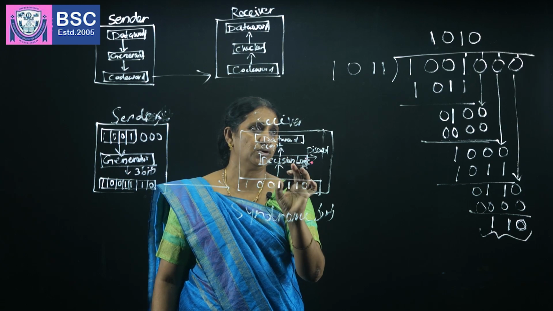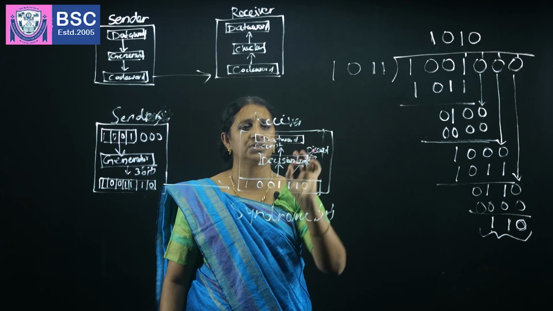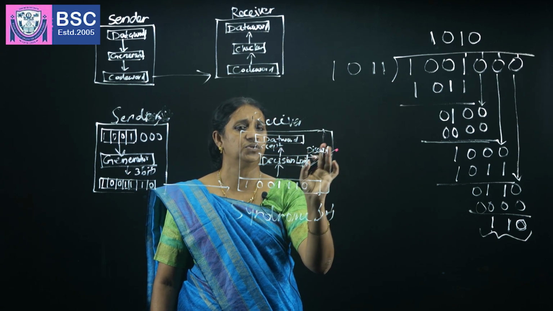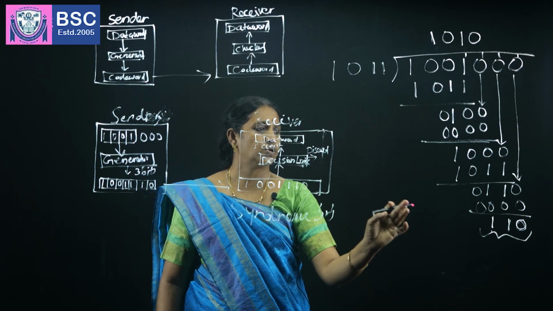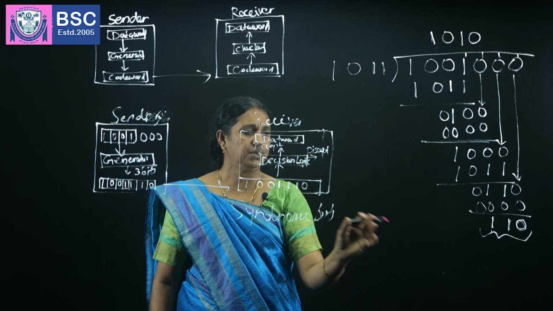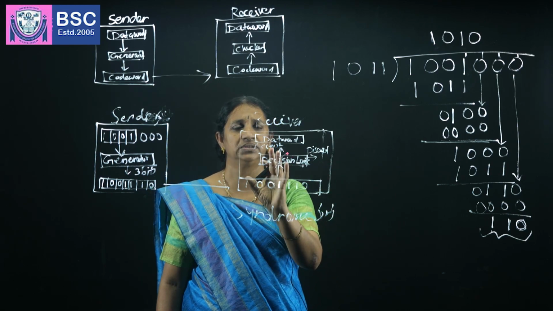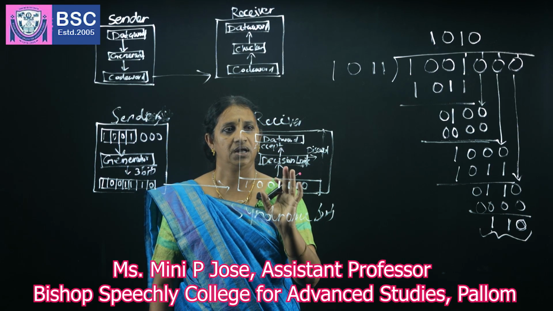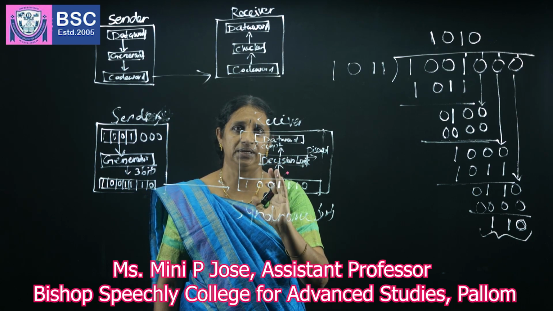At the receiving side also the same division operation is performed, and after division operations 3 bits are also obtained as the remainder bits, and at the receiving side if the remainder bits are all zeros, the data word will be accepted, otherwise the data word will be discarded.